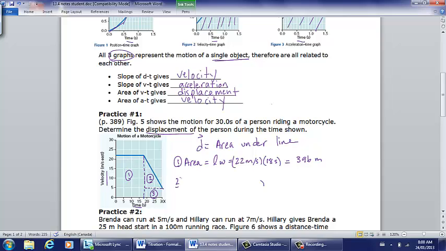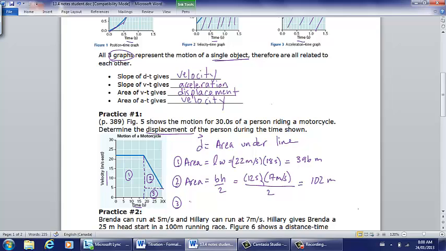For number 2, it's a triangle. So area is going to be base times height divided by 2. In this case, our base is 12 seconds. Our height is 17 meters per second, the difference between 22 and 5, and divide by 2. And that's going to work out to 102 meters.